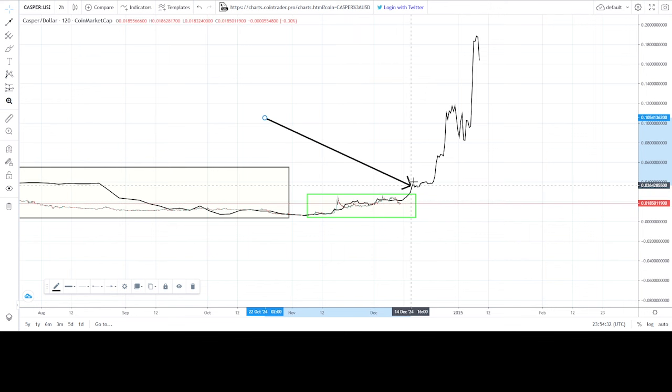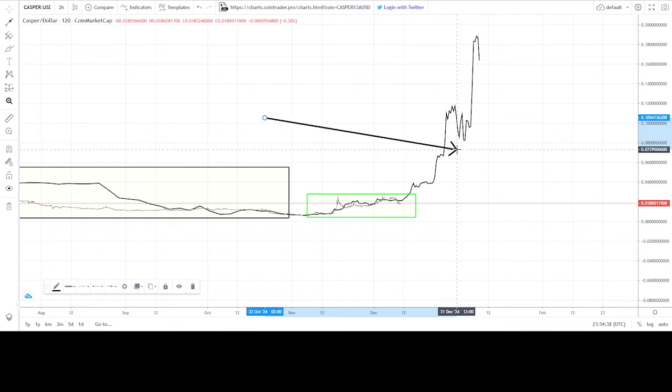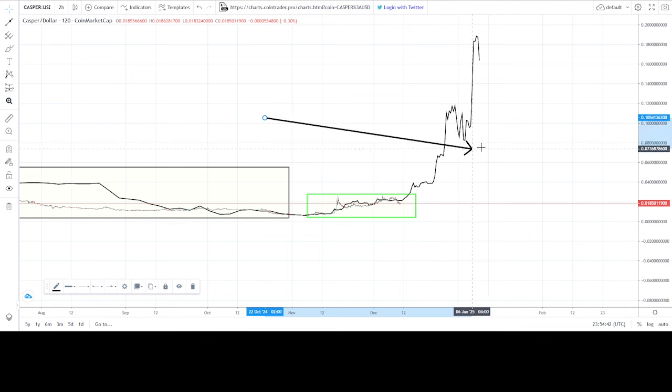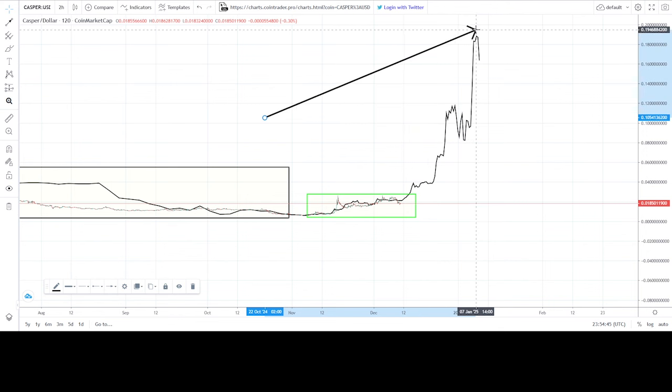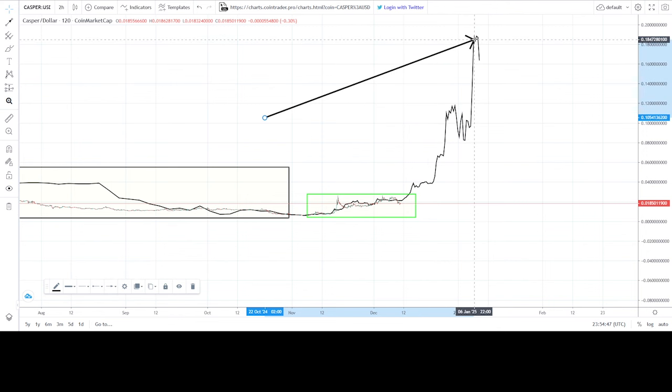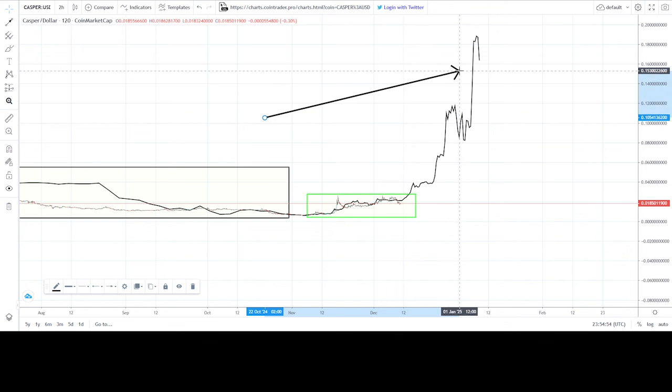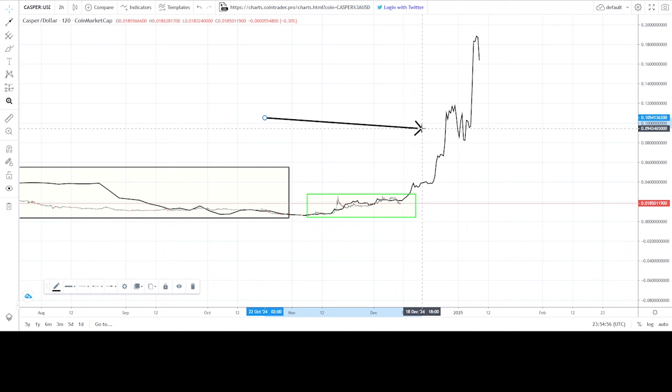So it moves up, does that first correction, moves up to the second correction. This is the second corrective structure. It moves up, has that nasty pullback on the third corrective structure, and then it rockets all the way up to the peak. Where this goes to, I have no idea. How long it takes to play out, I have no idea. How deep these declines will be, I have no idea.